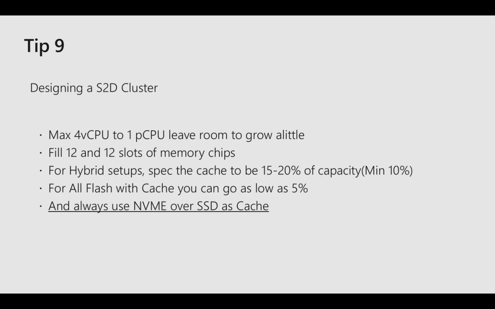And always use NVMe over SSD as cache. This is for 2 reasons. One is that NVMe is getting very close to the pricing of an SSD. In my area, it's about a 10% difference in price from NVMe to SSD. But the other thing is you get so much lower latency on NVMe, and it's directly on the PCI Express bus, and you don't have to share the SAS bus with the HDDs. That can fill up your SAS bus.